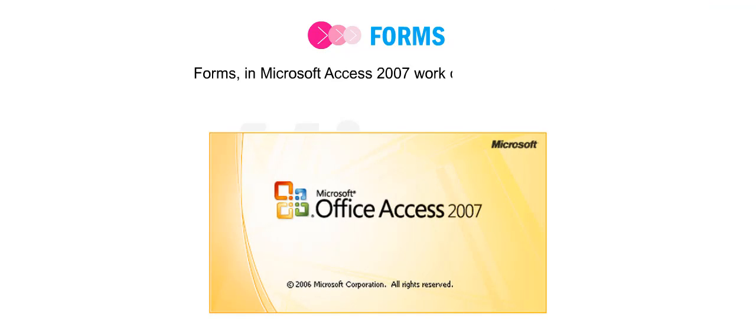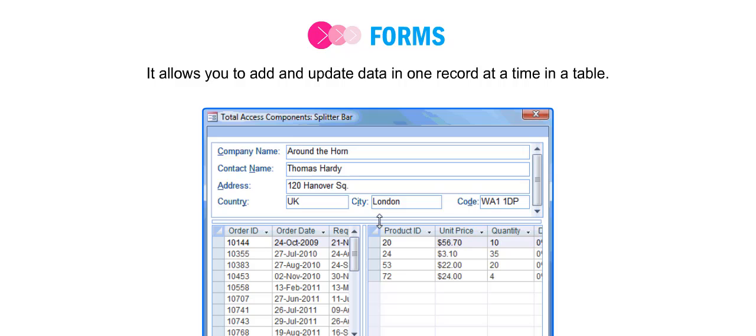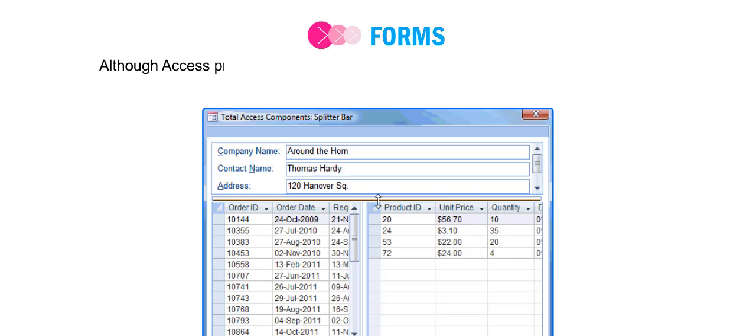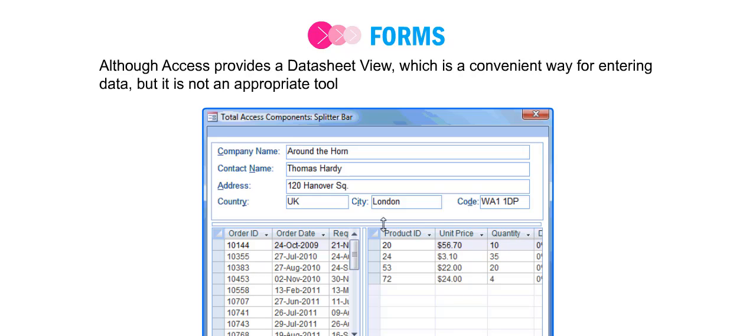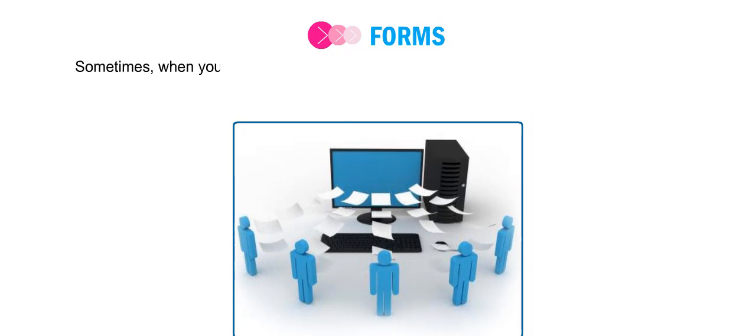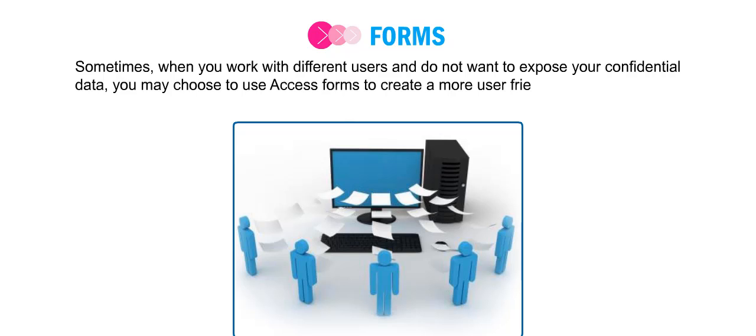Forms in Microsoft Access 2007 were quite similar to these type of forms which we were talking about right now. So our main motive is to collect the information. Although Access provides the data sheet view, which is a convenient way for entering the data, it is not an appropriate tool for every data entry situation. So what to do? Sometimes when you work with different users and do not want to expose your confidential data, you may choose to use Access forms to create a more user-friendly interface.